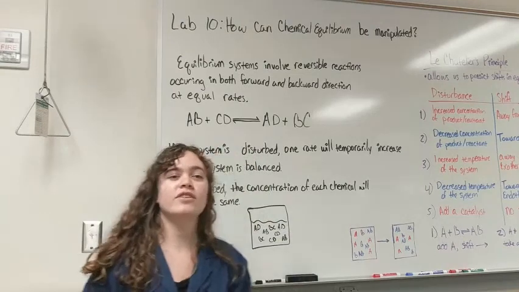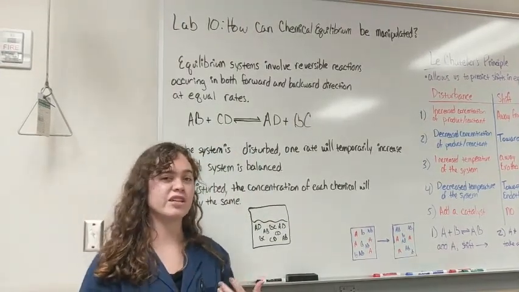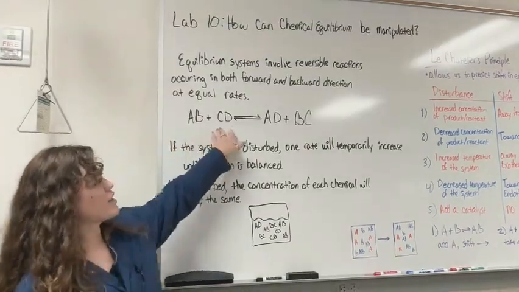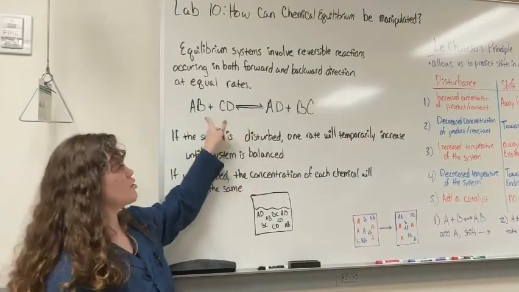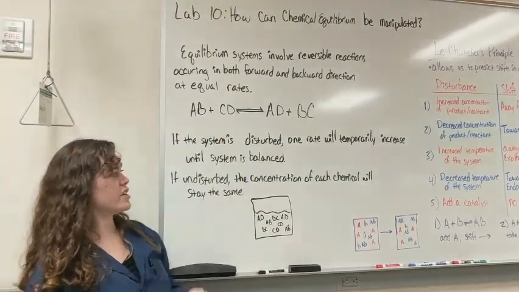Systems involve reversible reactions, which are happening both in forward and backward directions at an equal rate. So this is an example here. It's written with an arrow going to each direction. The forward rate is normal direction, and then reverse is going this direction.